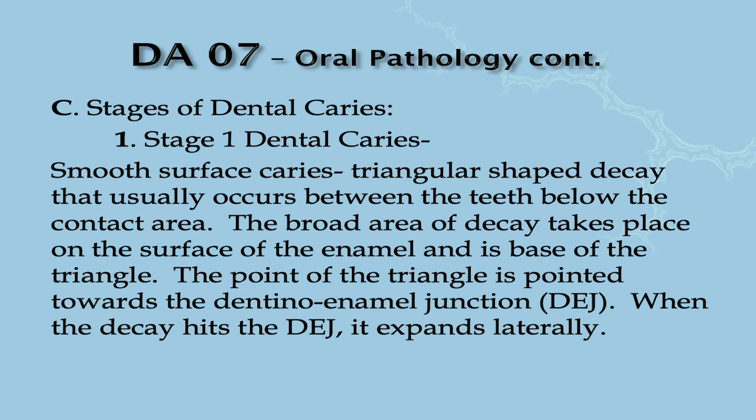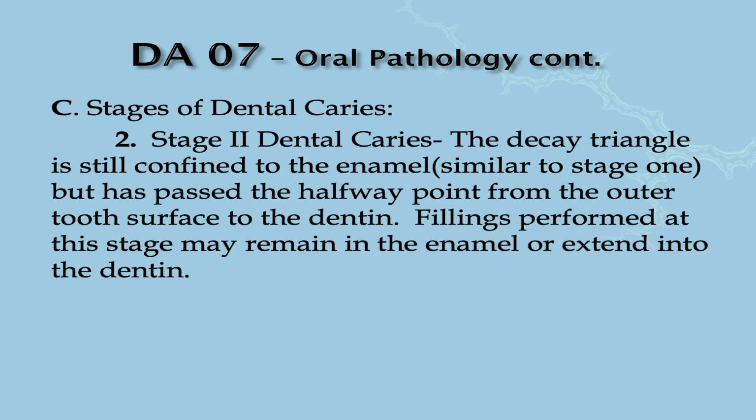There are different stages of how dental caries, or a cavity, progresses in a tooth. Stage 1 is a smooth surface caries, a triangular shaped decay that usually occurs between the teeth below the contact point where the teeth come together. The broad area of decay takes place on the surface of the enamel and is the base of the triangle, and the point of the triangle is pointed towards the dentino-enamel junction, or DEJ. When the decay hits the DEJ, it then expands laterally.